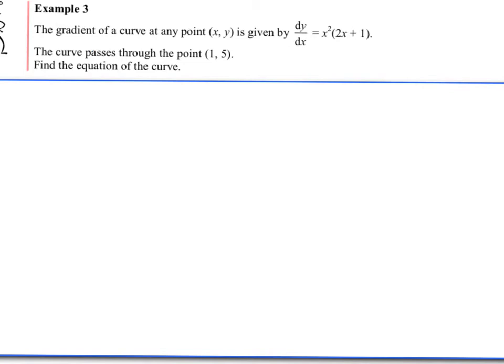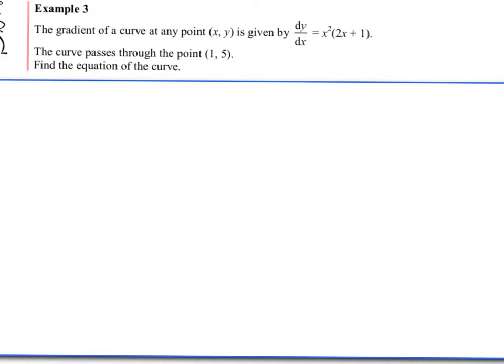Okay, let's now look at a case where we've been given the gradient of a curve, which is dy by dx, and this time we've been told a point which this curve passes through. Now we can use this information to find that constant of integration plus c. So let's see how this works.